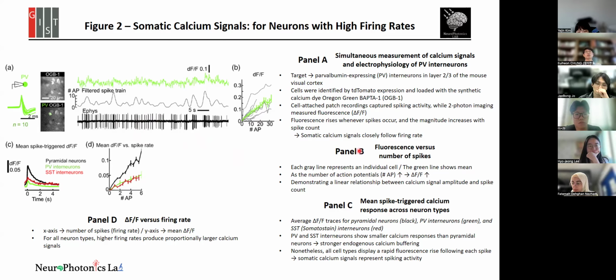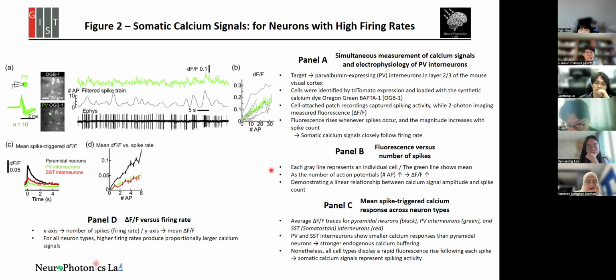Panel B illustrates the relationship between the number of spikes and the fluorescence amplitude. If the number of action potentials increases, then the fluorescence signal increases too. This demonstrates a linear relationship between calcium signal amplitude and spike count.